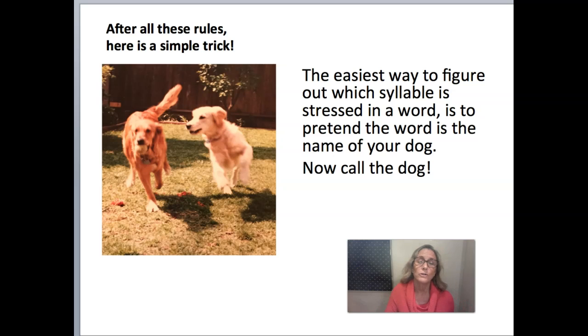So these two dogs are Lucy and Molly. If I was calling them, I'd say Lucy, Molly. So if I see a word, conversation, conversation, then I will figure out which syllable is stressed. And here come my dogs now. I'd better end the lesson.